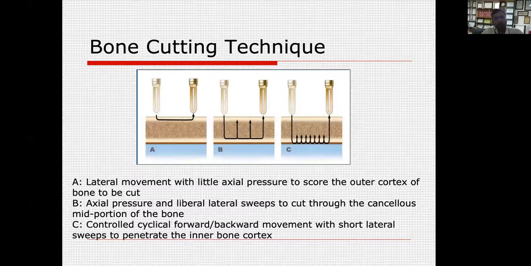When we talk about the bone cutting technique, this is a three-step process. In the first step, you just cut the upper cortex, the near cortex. You give small lateral movements with little axial pressure to score the outer cortex of the bone to be cut. In the second phase, when you enter the cancellous area, you give more axial pressure and you can liberally sweep laterally to cut through the cancellous bone because it is very soft. And then finally, when you reach the inner cortex, you again make short lateral swipes with controlled cyclical forward and backward movement to penetrate the inner bone cortex.